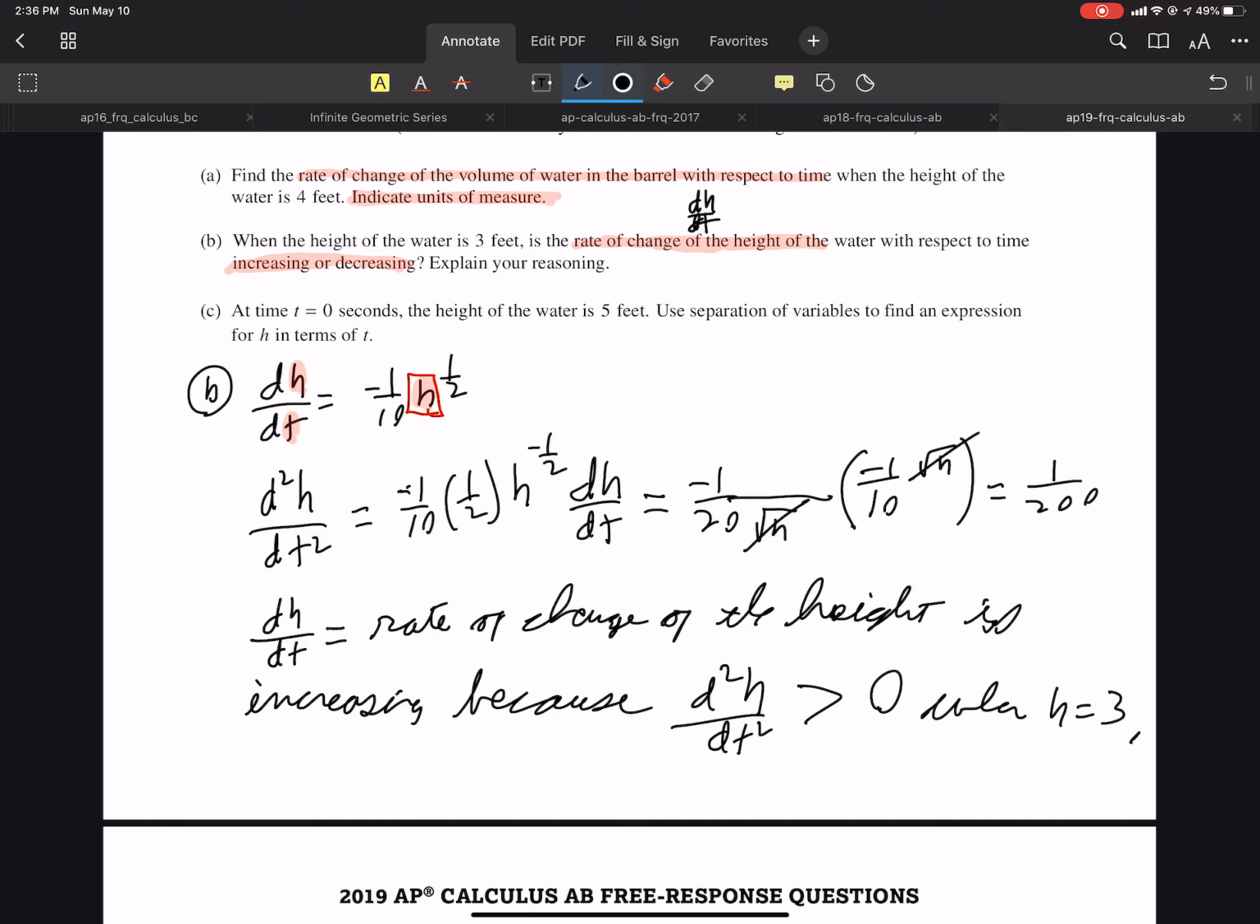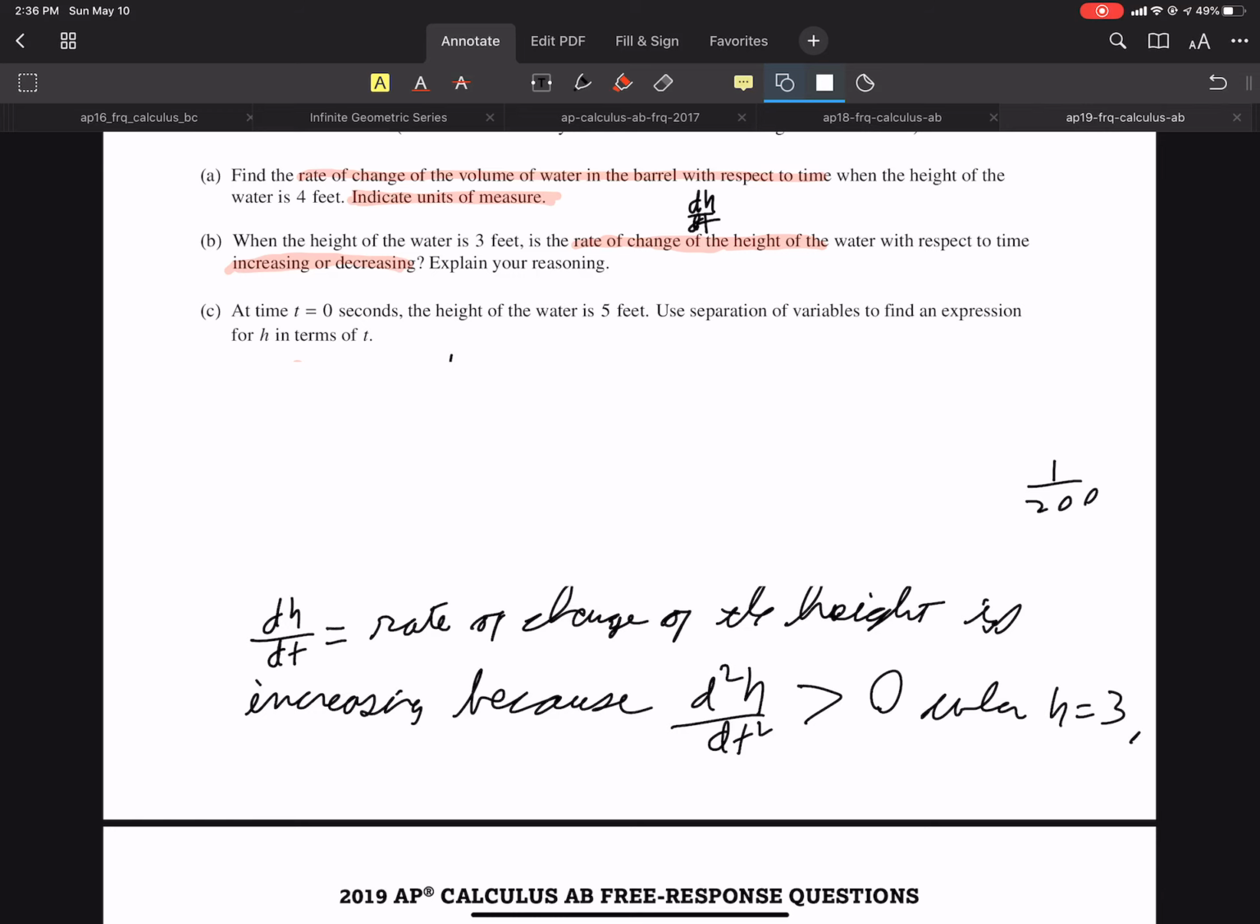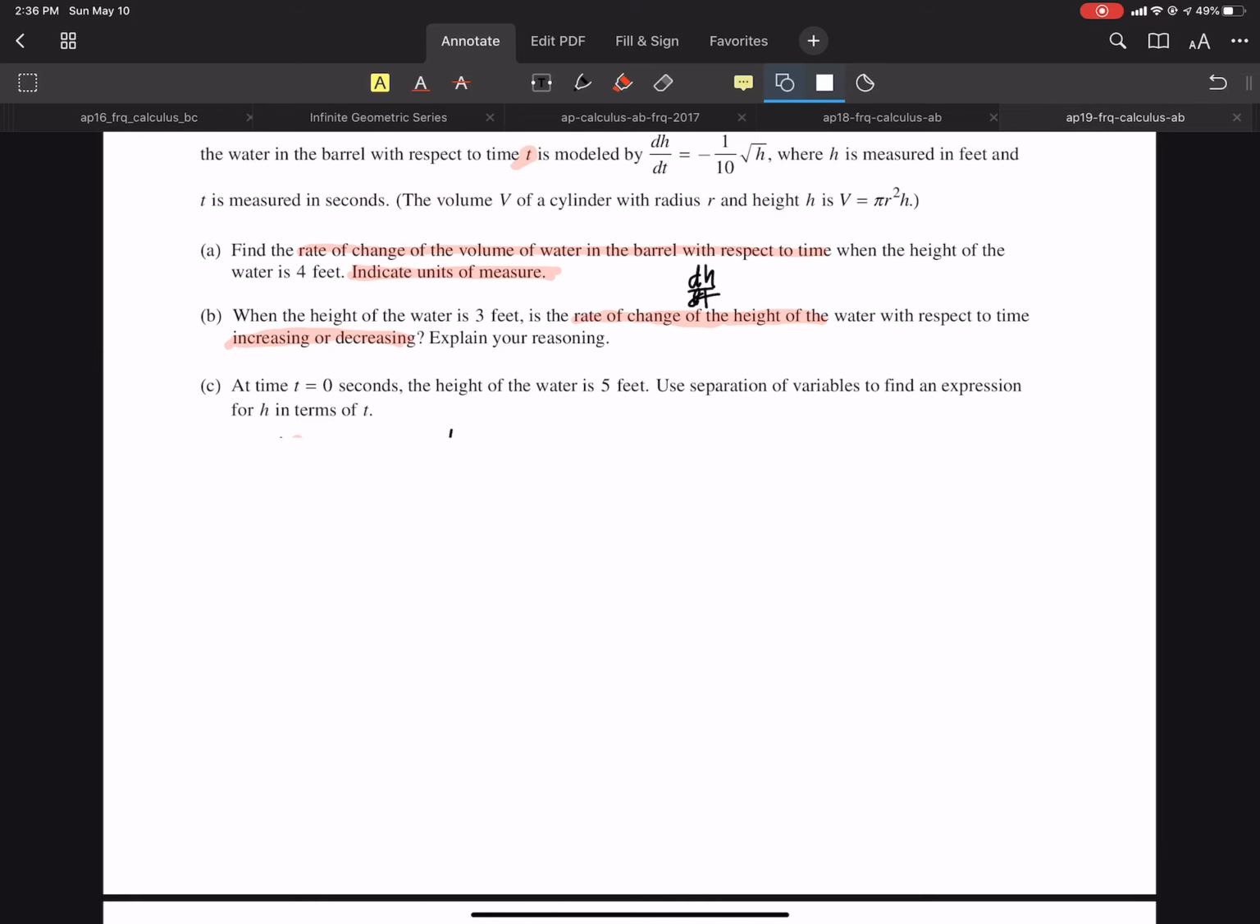Let me put a big box around this. So at time t equals 0 seconds, the height of the water is 5. Use separation of variables to find an expression for h in terms of t. So they're telling you specifically use separation of variables. Now they're being nice because if you don't use separation of variables, you will get 0 points, nothing, if you didn't recognize it. If it just said solve for h in terms of t, and you didn't recognize it, you'd be in trouble.